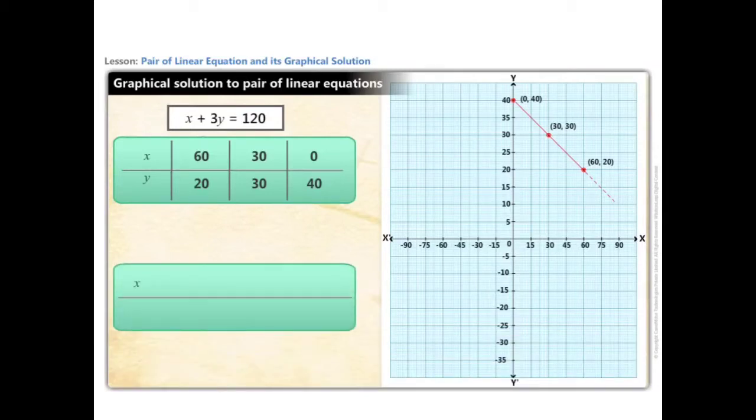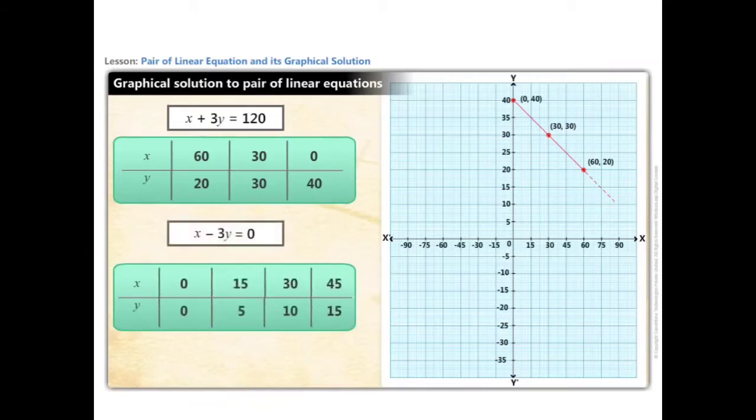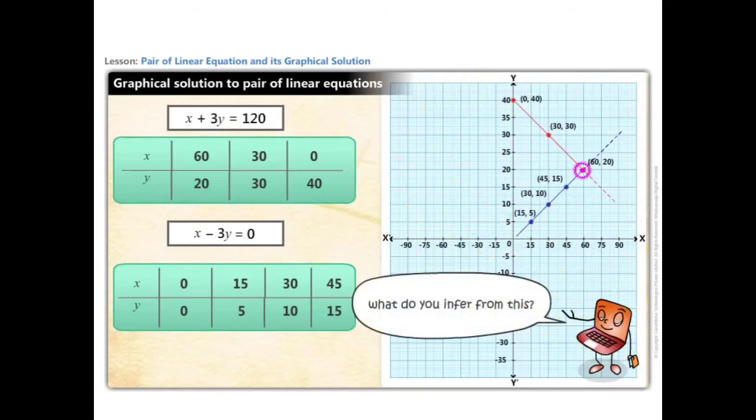Now, let us tabulate the values of x and y for the second equation, x is equal to 3y. To find this out, let us plot the points corresponding to the second equation also. We observe that the two lines representing the two equations are intersecting at a point, and this is the only common point. What do you infer from this?